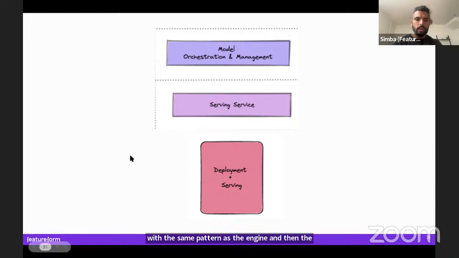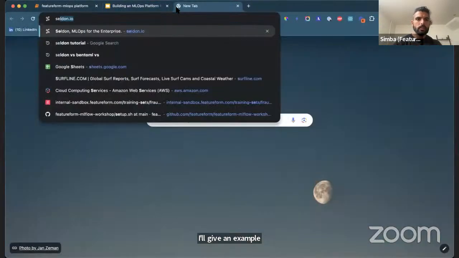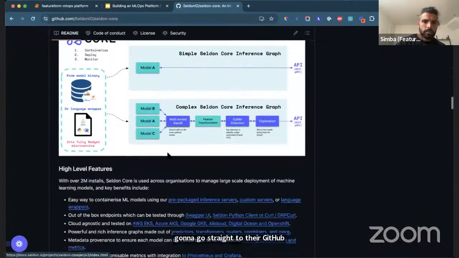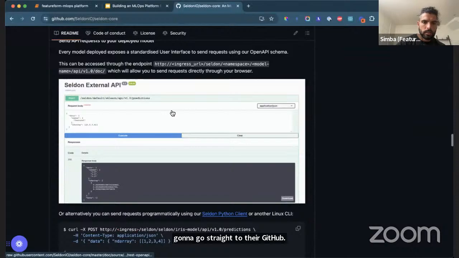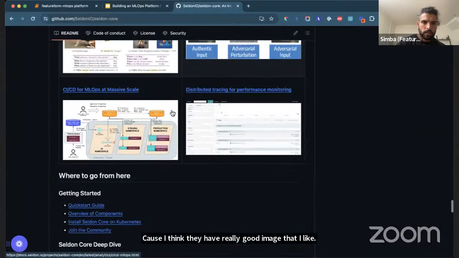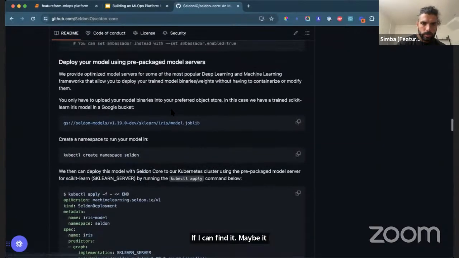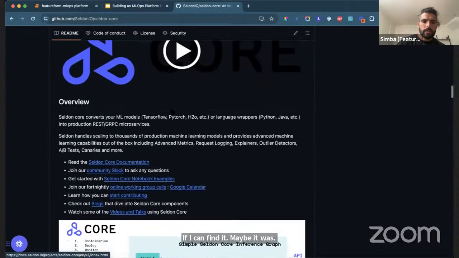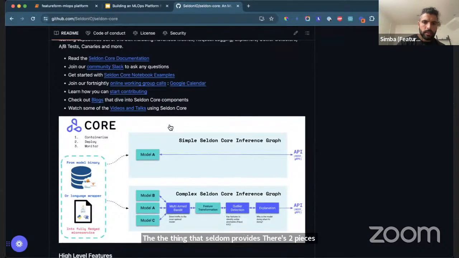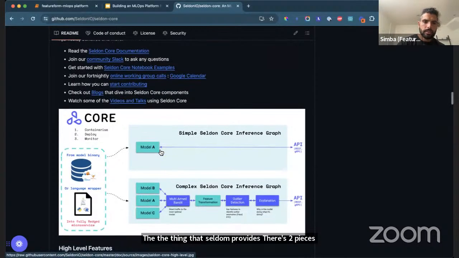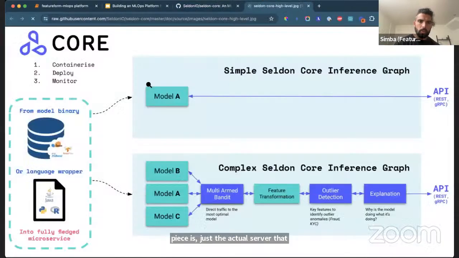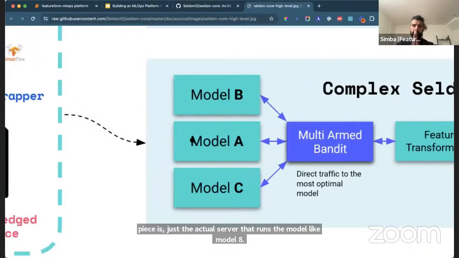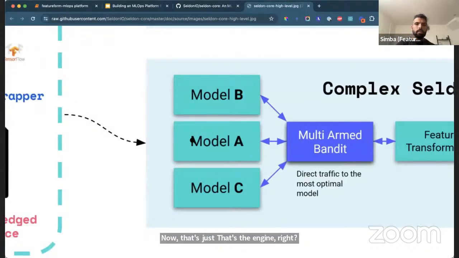I'll give an example here of Seldon. So I'm actually going to go straight to their GitHub because I think they have a really good image that I like. If I can find it. The thing that Seldon provides is two pieces. One piece is just the actual server that runs the model, like Model A. Now that's the engine, right? Like the engine is how can I deploy my model?